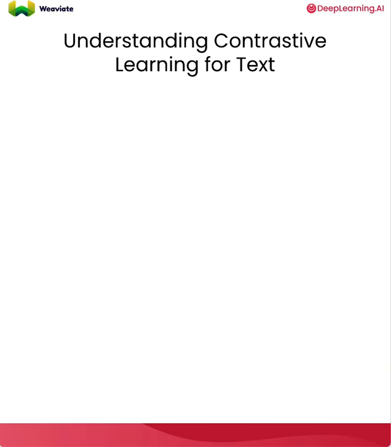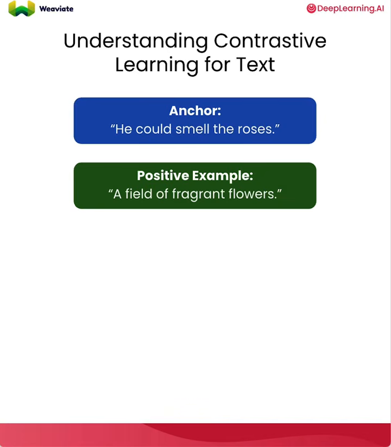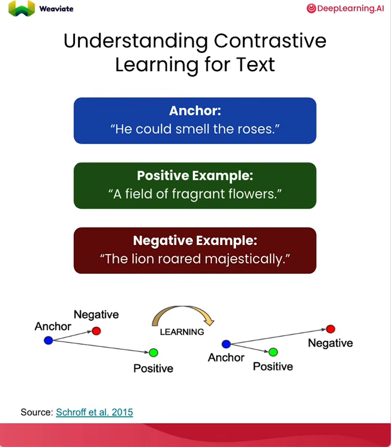So let's work through a text example to understand how this works. First, we need an anchor point. This can be any data point. For example, he could smell the roses. Then we need a positive example, an example that is similar to the anchor, like a field of fragrant flowers. And finally, we need a negative example, one that is dissimilar to the anchor, like the lion roared majestically. Now, we can get the vector embedding for each data point, and we want to push away the negative vector from the anchor and pull the positive vector closer to the anchor.